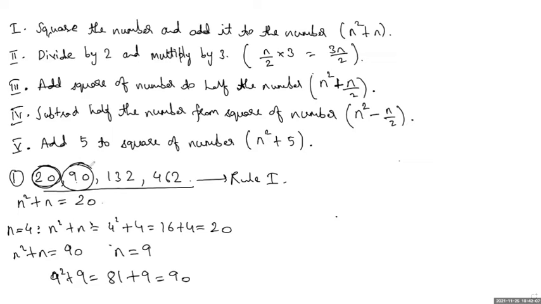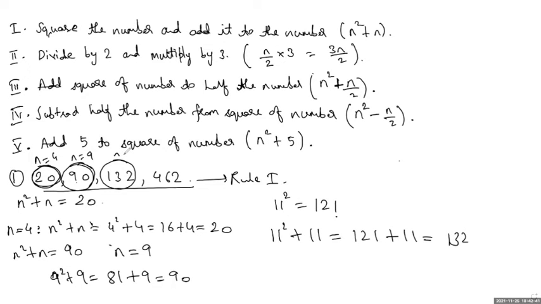You can try for other numbers. For 20, n is equal to 4. For 90, n is equal to 9. For 132, I think it is 11. What is 11 square? 121. Yes. So what is 11 square plus 11? That is 121 plus 11, which is 132. Yes, 132. So this pattern is matching. For n is equal to 11, n square plus n gives 132. So option 1 is correct.